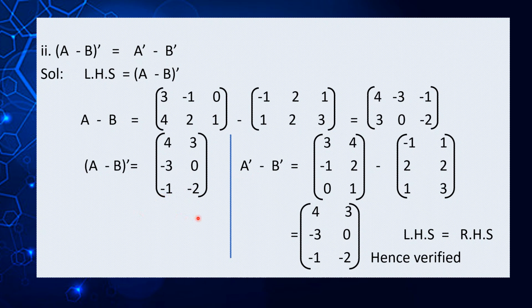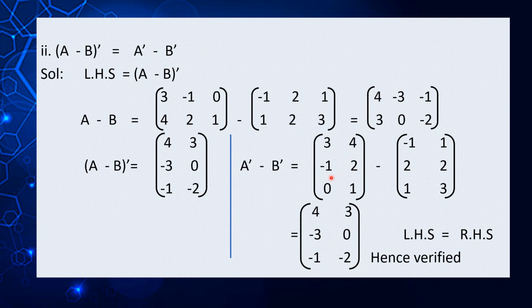Now since we have found the LHS value, we would consider the RHS part, that is A transpose minus B transpose, which is equal to, this is A transpose. We would subtract the B transpose from A transpose, that is 3 minus of minus 1 would be 4.